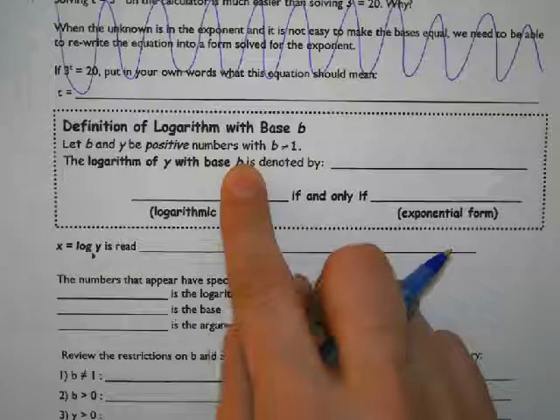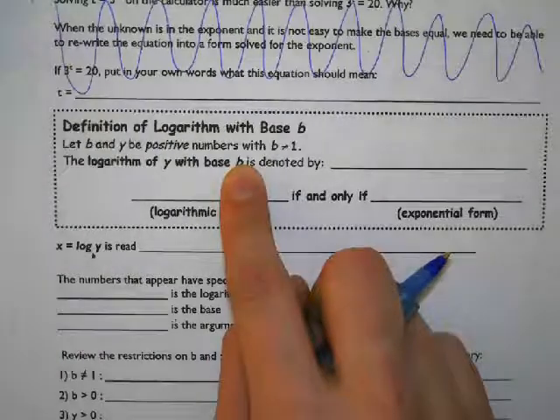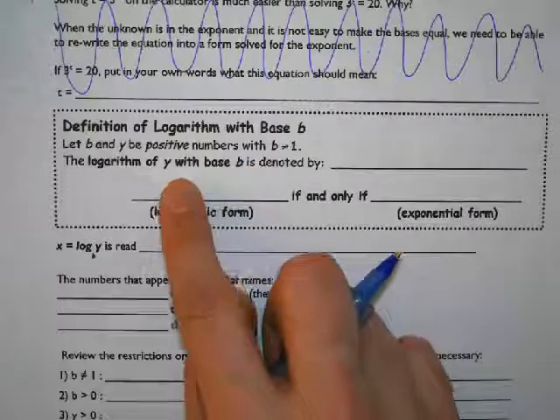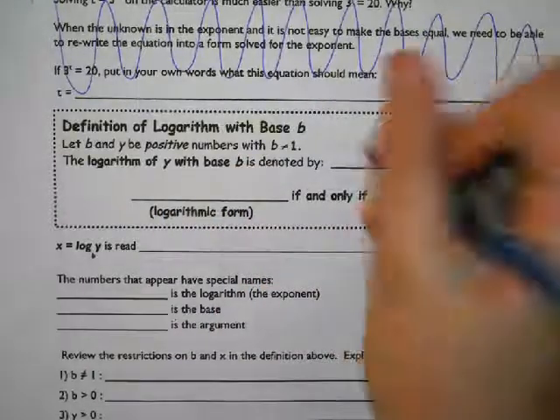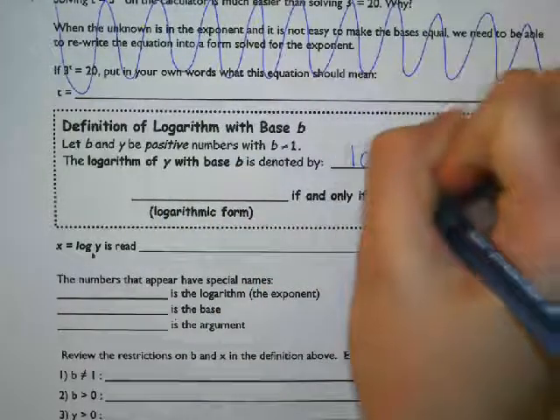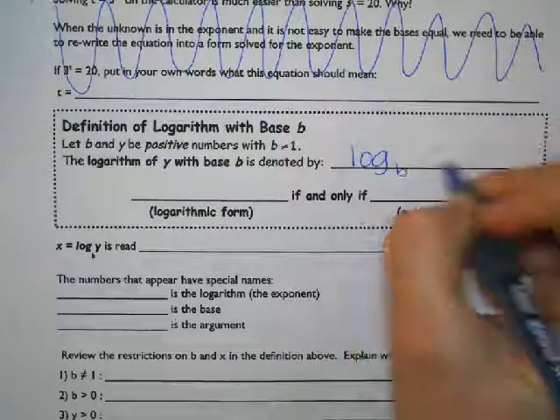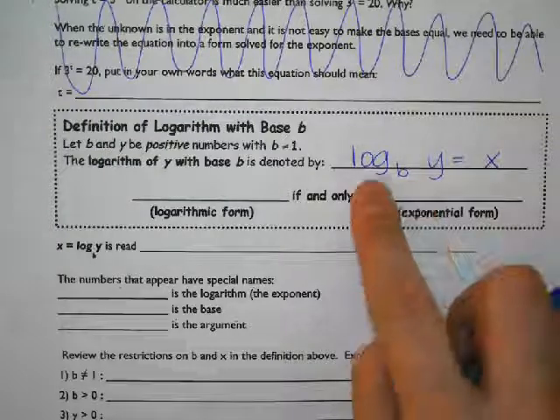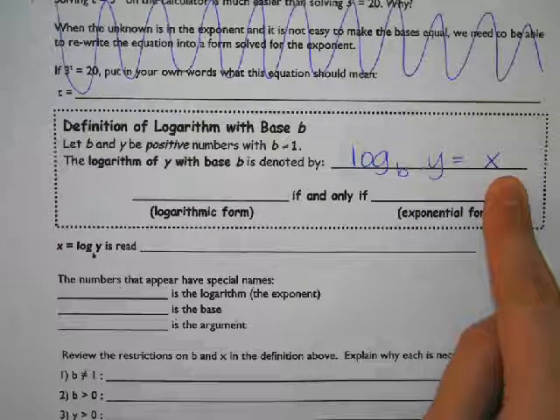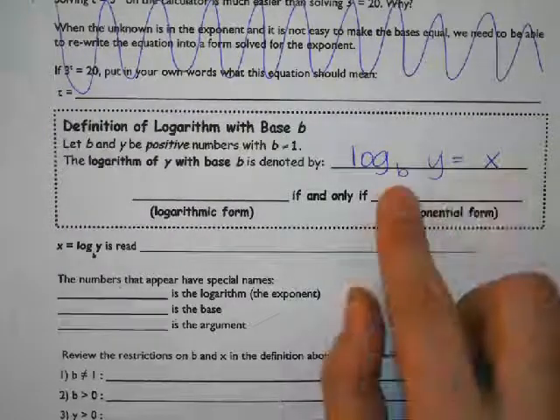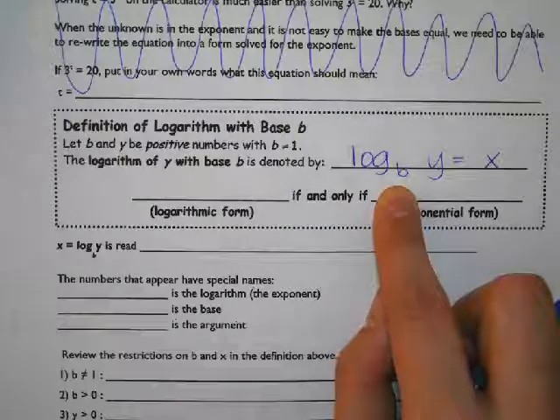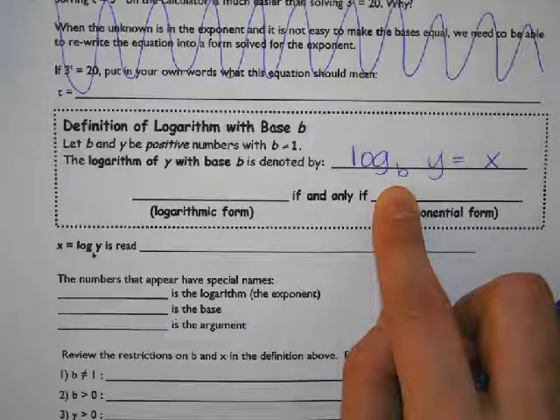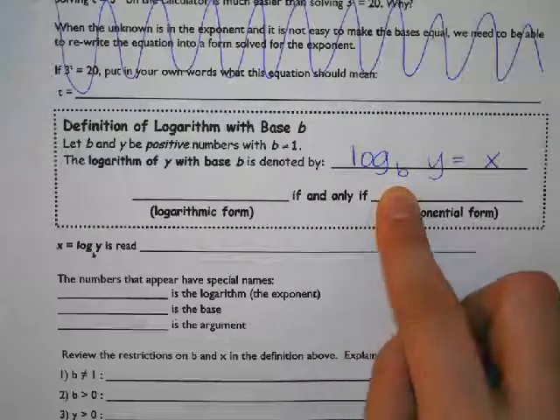So, we are working with logarithms. The logarithm of y with a base of b, this is how we write it. We write log base b of y equals x. If you notice, log and y and x are all the same size, and then the base of b is called a subscript, it's smaller and a little bit lower. So just make sure that when you write the b, it looks smaller.